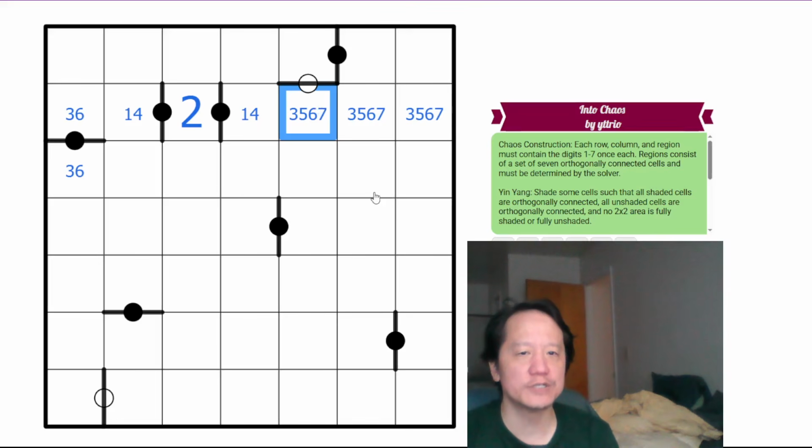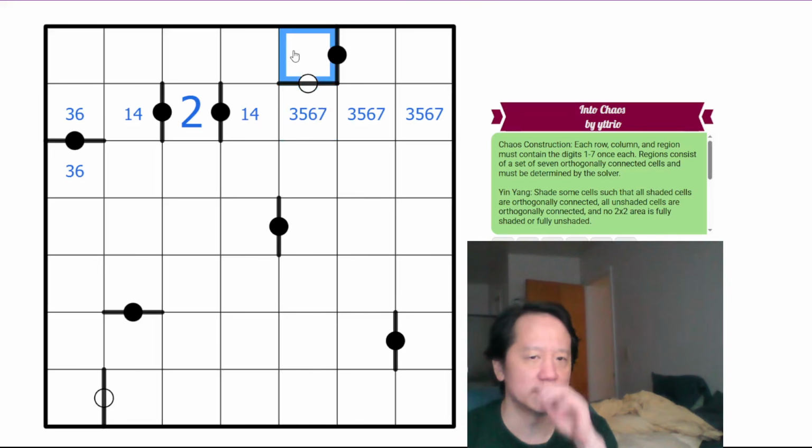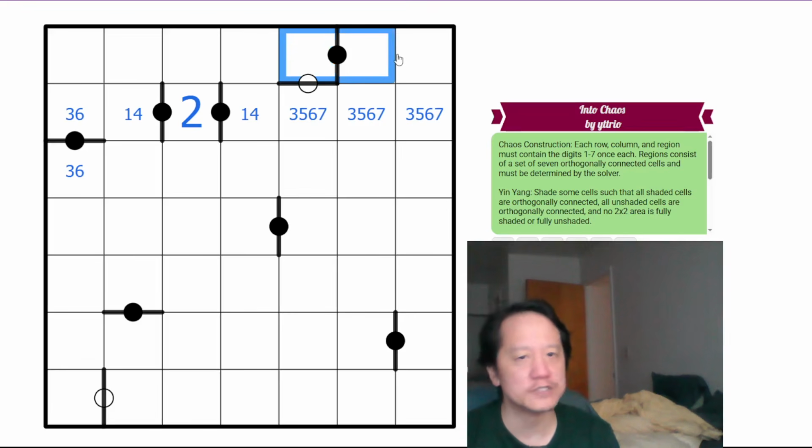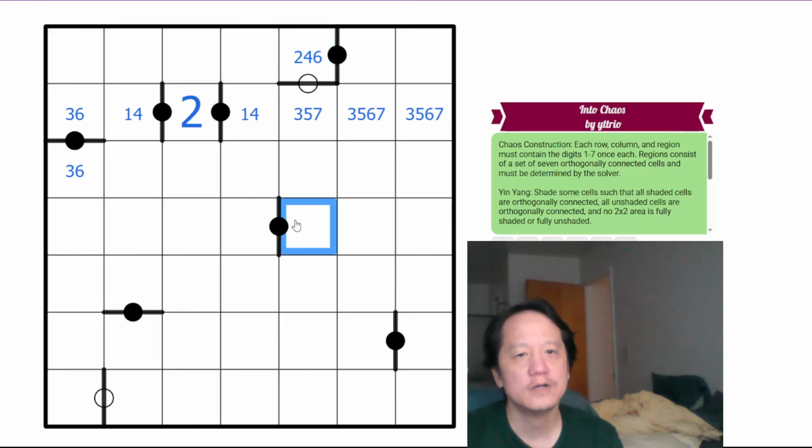If this were 6, the problem with that is this digit would have to be 5 or 7, which is not going to be in a 1 to 2 ratio with another digit. So this cannot be 6. It's 3, 5, or 7 here, which forces this to be 2, 4, or 6 here. Regions.